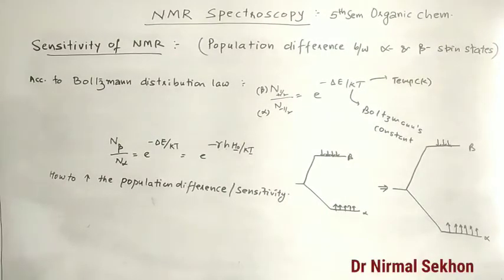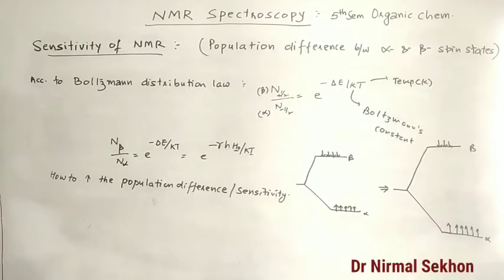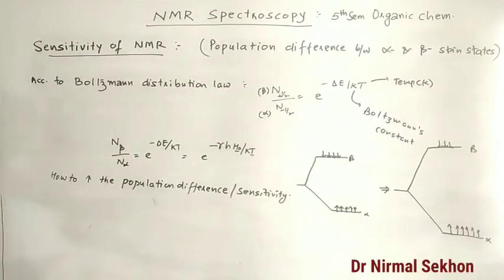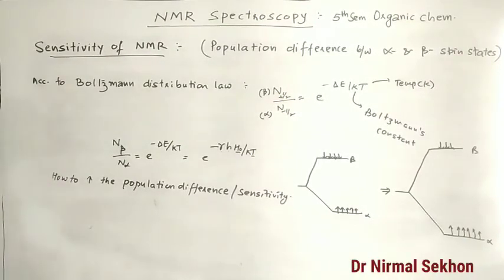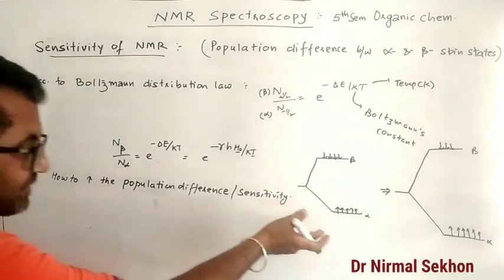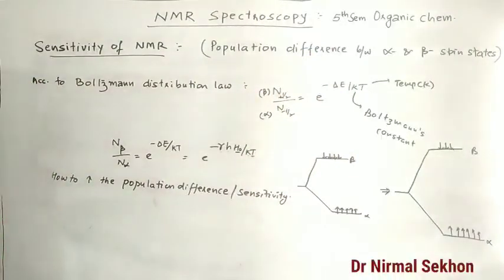But if the difference in population between ground state and excited state is not zero, meaning the ground state is more populated than the excited state, then more nuclei will be absorbing than coming down. More molecules are going up than going down. It means there is net absorption of energy. When there is a net absorption of energy, the signal will appear in the spectrum. Otherwise, there will be no signal. So our target, in other words, is the sensitivity. We have to increase the absorption of energy. That can be done by increasing the population difference.